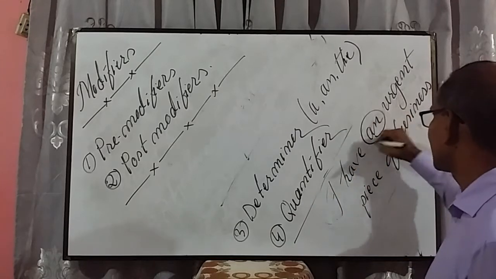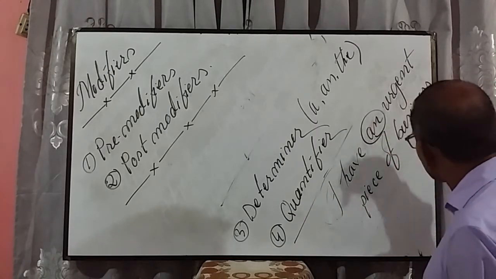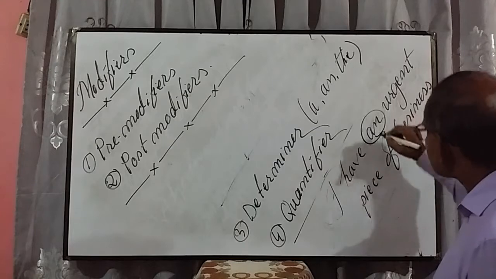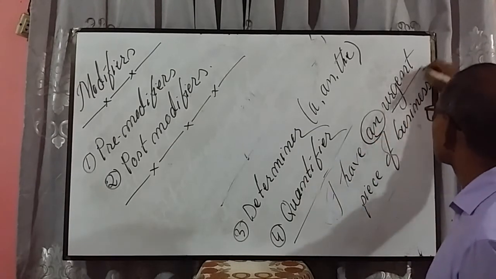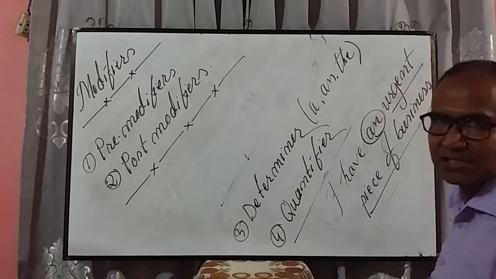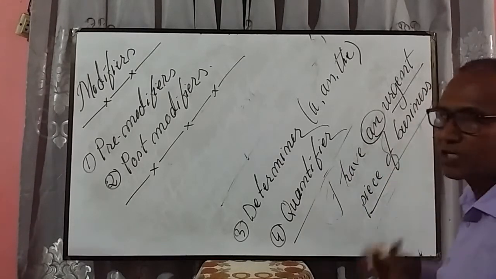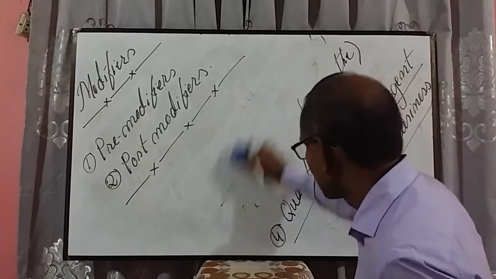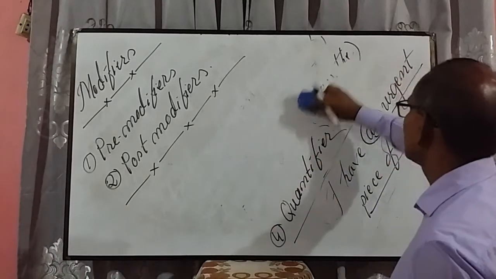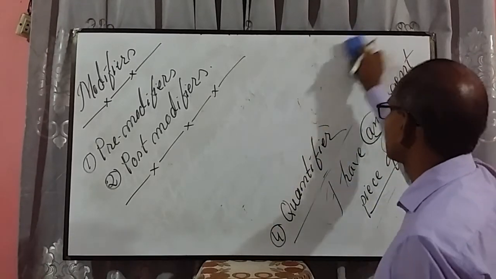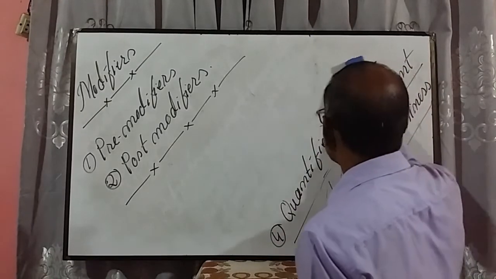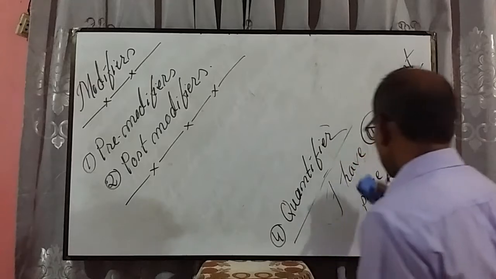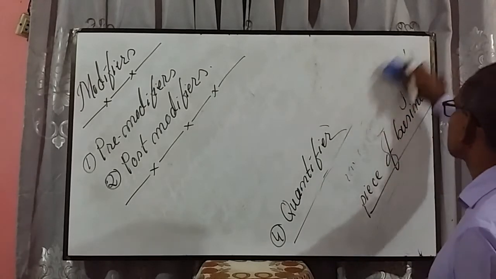So here, an: what kind of business? An urgent piece of business. It is actually qualifying the urgent piece of business. So that's why it is called a determiner. If you have any confusion or any question, please comment or phone me, if you have my phone number. Then I'll make it clear to you.